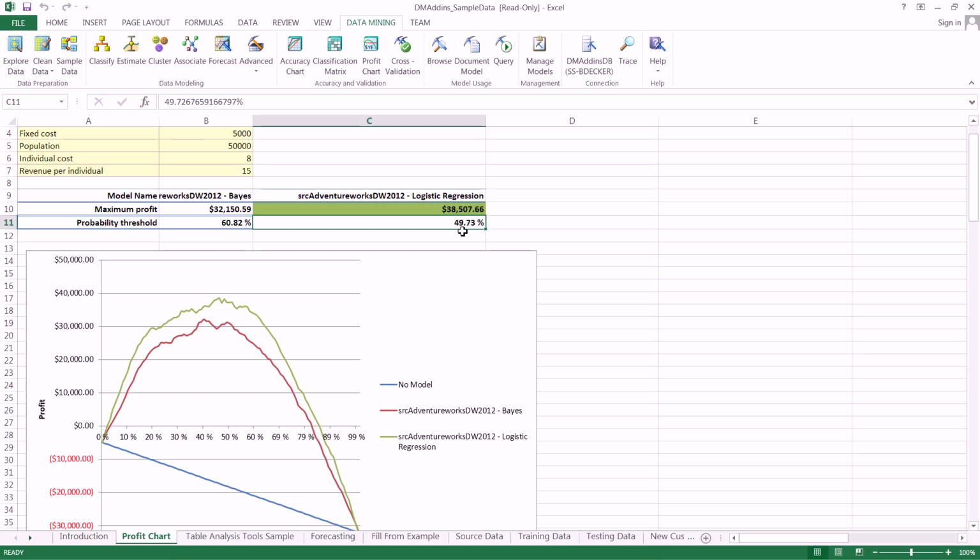But that is how you create and read a profit chart in less than 5 minutes using the data mining add-in tools from Microsoft Excel.